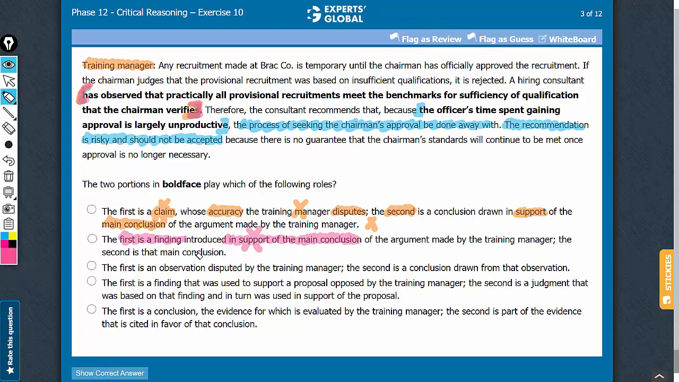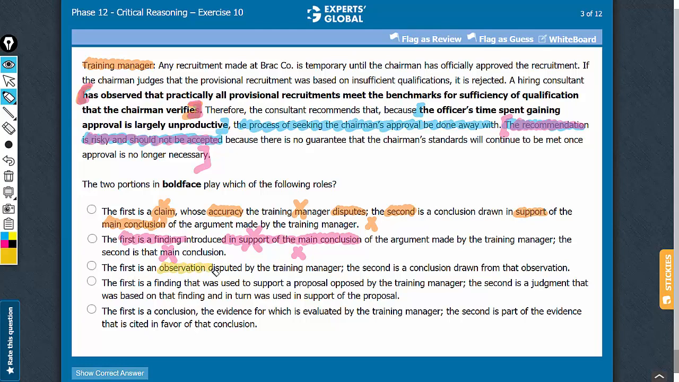And no, the second boldface is not the main conclusion. The main conclusion is against the second boldface. See, this part is the main conclusion of the argument, particularly the part highlighted in blue here. So answer choice B can be very comfortably eliminated. Look at answer choice C now.